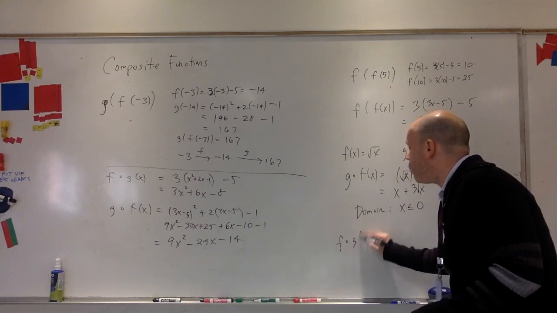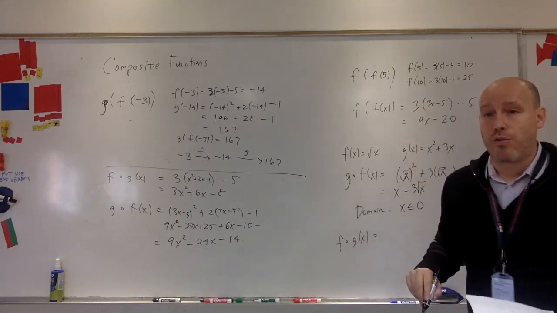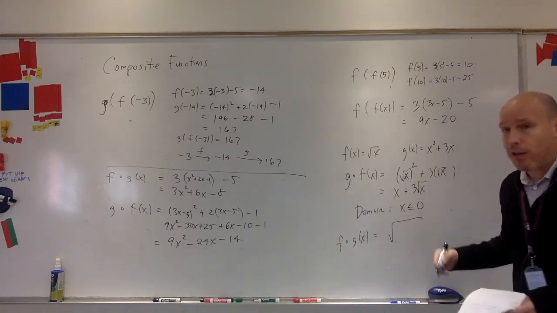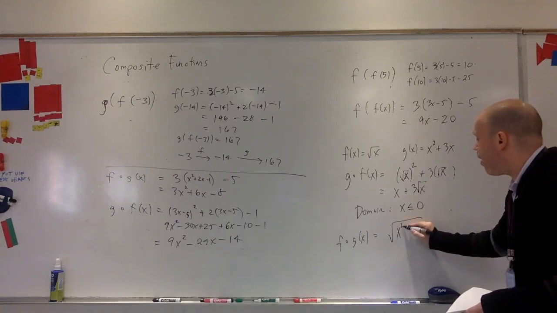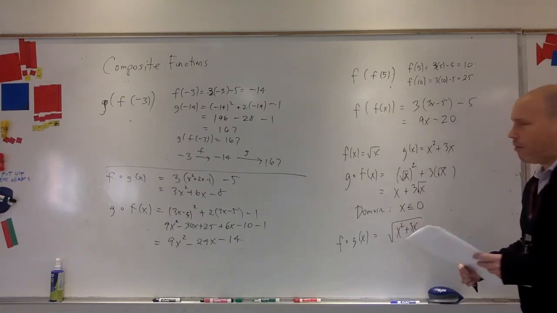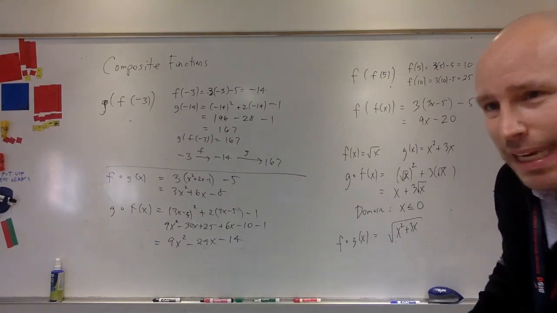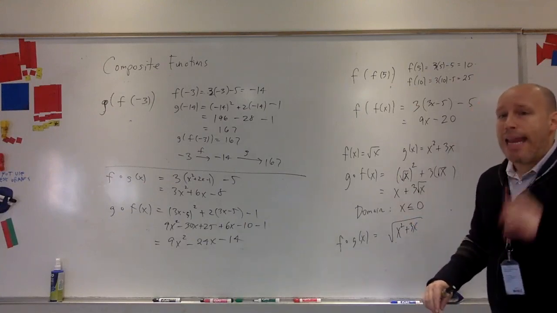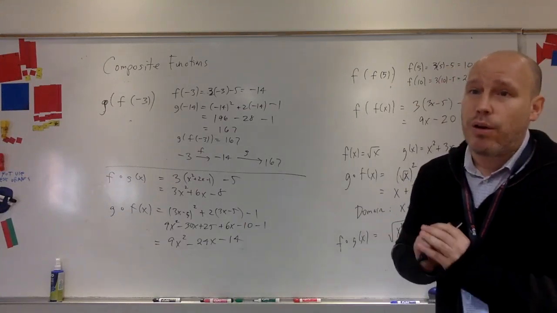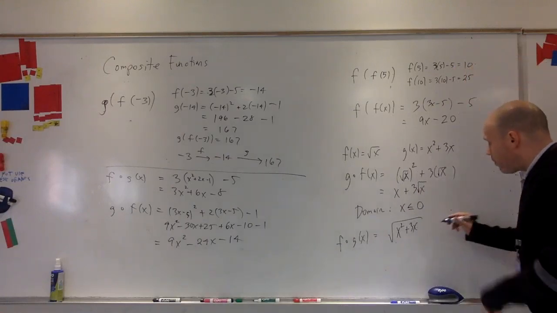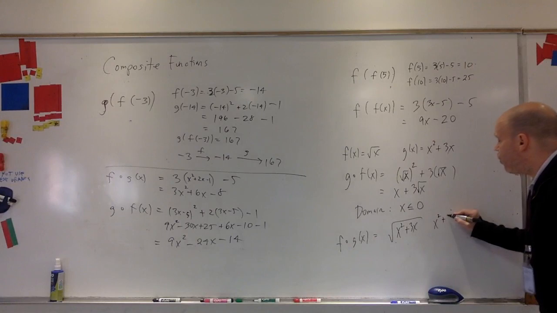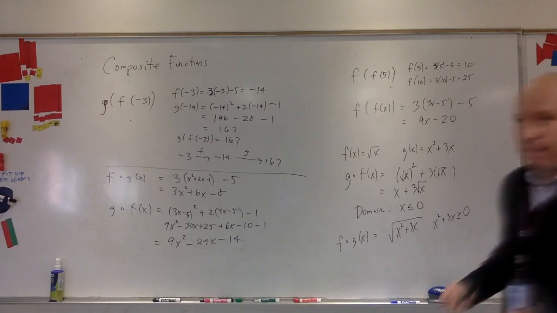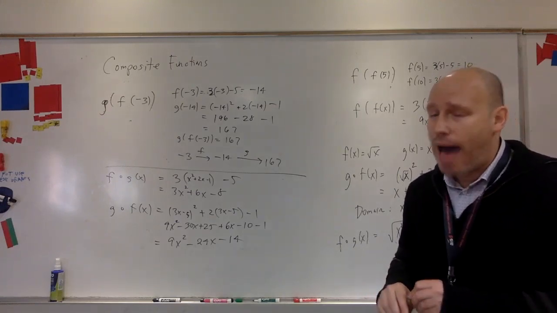Well, what's going on here? How about if I ask you f of g of x? You say, no problem, Mr. Eiler. I'm putting g inside of f. F is radical x, and I'm putting g inside of it, x squared plus 3x. Well, what's the domain here? Well, you'd say, I'm not sure what's going on here, but I do know that anything under the radical has to be greater than or equal to 0. So I have x squared plus 3x is greater than or equal to 0. This technically is the domain, but obviously IB wants you to figure out the exact x values.